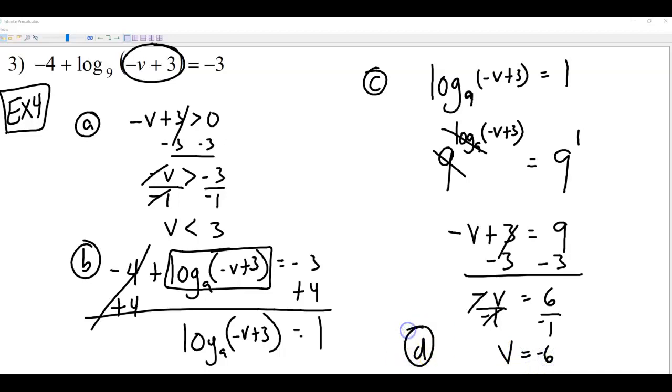So let's, before I circle that and call that my answer, let's check it. I get v equals negative 6. Is that less than 3? Yes, it is. So that's a good answer once again. It's not extraneous. That's a good solution.